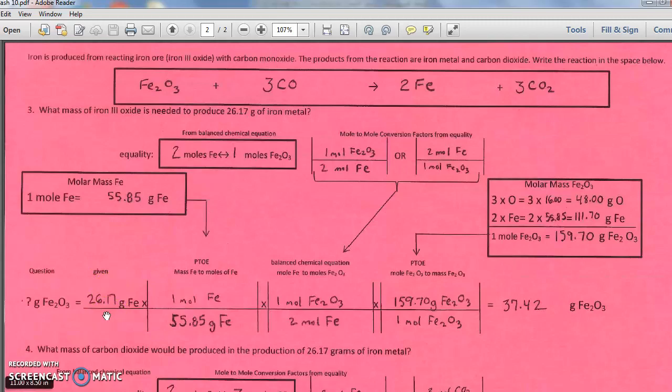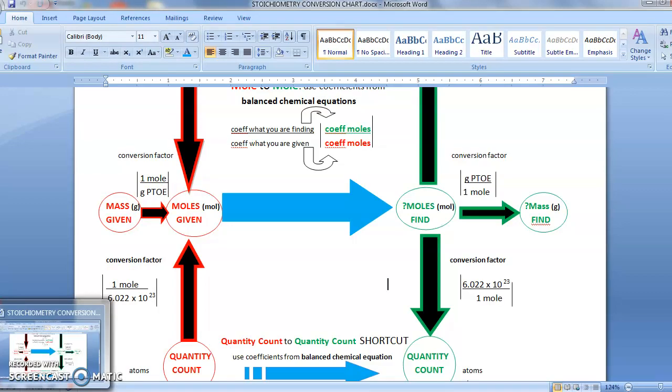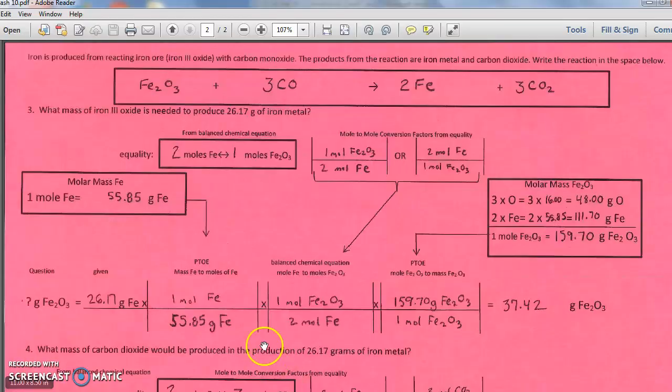That is our given. So our first step is to convert mass of our given to moles. Right here is where we are: mass of what we're given to moles. We want mole on top, and the mass from the periodic table on the bottom. Here there's really no calculations because we're dealing with elemental iron. You look on your periodic table, it is 55.85 grams of iron per 1 mole.